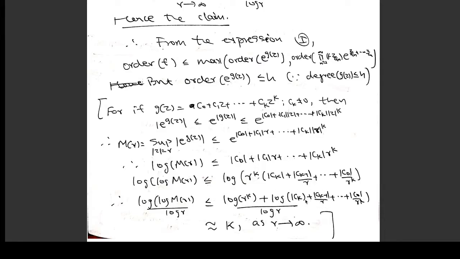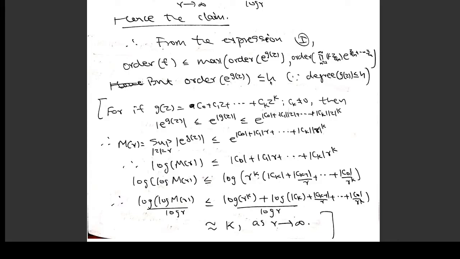Here this quantity will converge to log mod c_k, but it is divided by log r, and r tends to infinity, so that will go to 0. So what is remaining is k. So this quantity is bounded by k. That means if g(z) is of degree k, then e raised to g(z) has order bounded by k. So that's what we use here. So the order of e raised to g(z) is bounded by h.